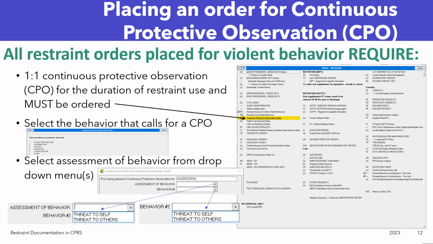Whenever you place an order for restraint for violent behavior, you have to place an order for Continuous Protective Observation, or a CPO. When ordering a CPO, you'll have to select the behavior that necessitates that CPO. A common option is often aggression. You'll then have to further assess that behavior by choosing options from the drop-down menu.